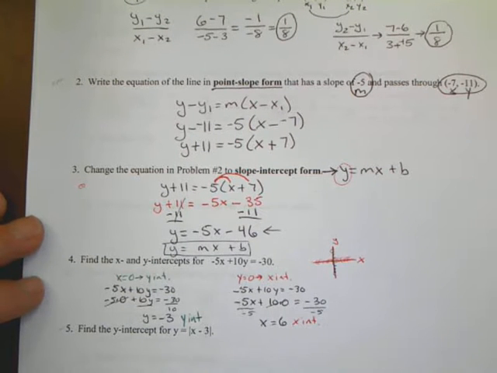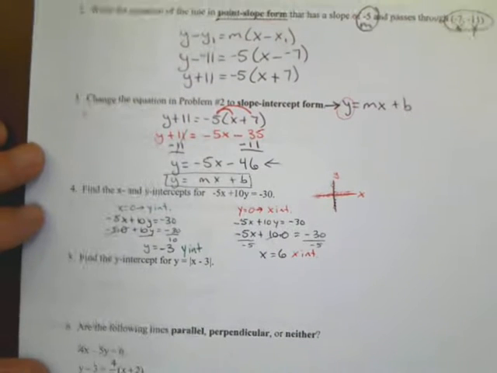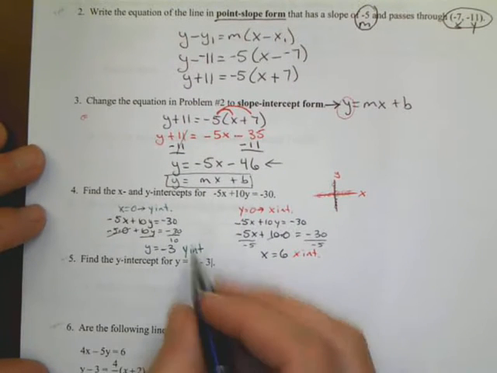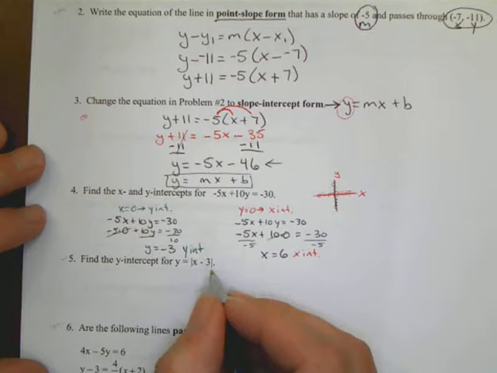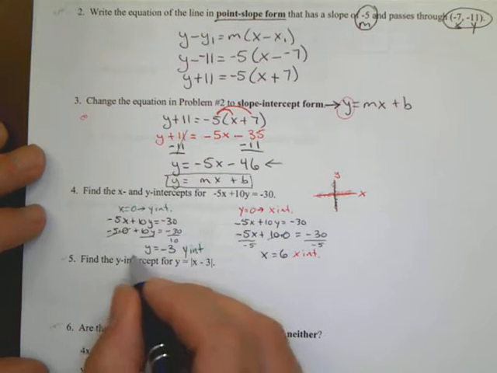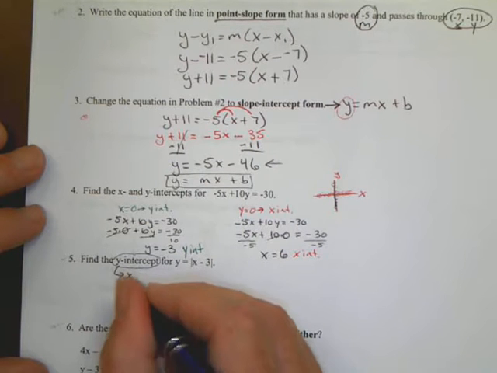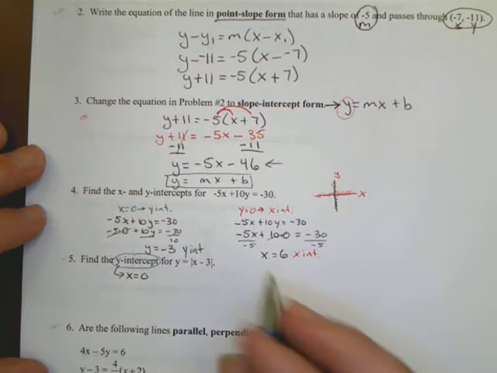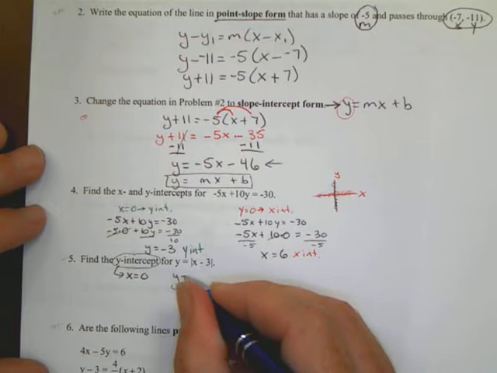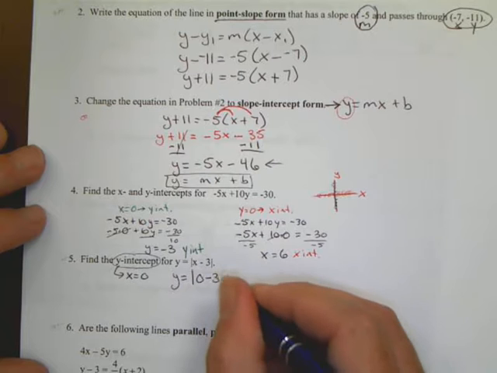For number 5, let me slide this down a little bit here for you. Number 5, we're going to find the y-intercept for y equals the absolute value of x minus 3. Again, for the y-intercept, that means I'm going to make the value of x equal 0. So let's just do that. y equals the absolute value of 0 minus 3.